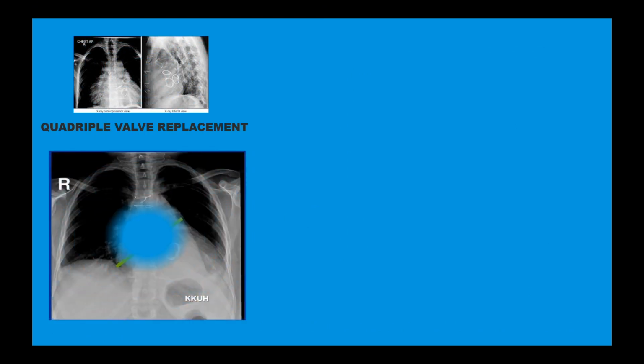The quadruple valve replacement, that is difficult to say. What is this? You can see the mitral valve, external repair wires and all. External wires can be seen, yes, and there is a ring here. What is this? Mitral valve replacement. Mitral valve repair or replacement. Okay.